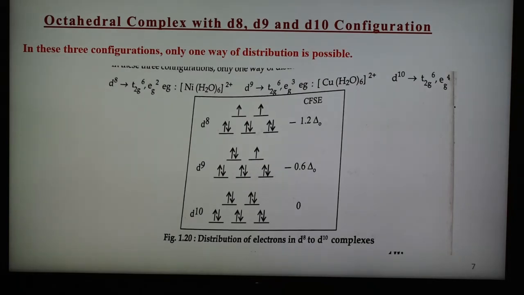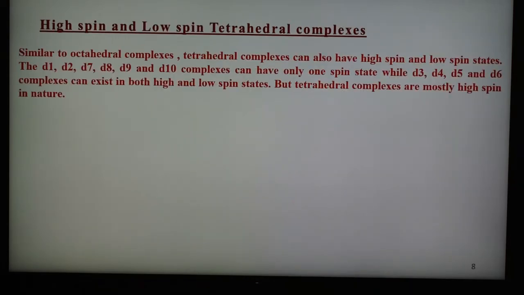And this is the distribution of d electrons from D8 to D10 complexes, and examples are shown. Only one way of distribution is possible. There is no high spin and low spin here; it is possible only in case of D4, D5, D6 and D7. We have seen the examples from D1 to D10 for the octahedral complexes.